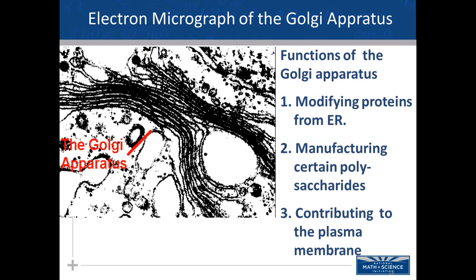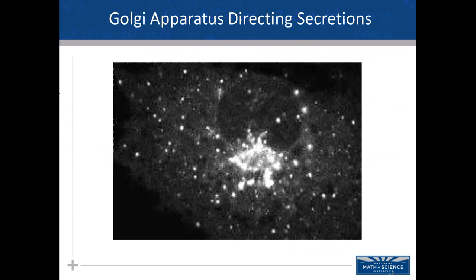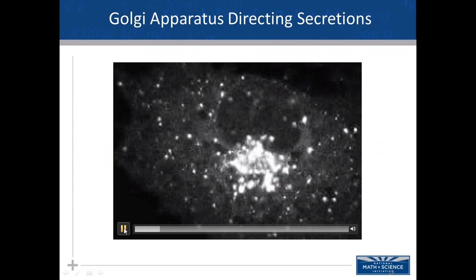So the functions of the Golgi apparatus, as I mentioned, it can modify proteins that have been shipped out from the endoplasmic reticulum. It's found to be involved in the manufacturing of certain polysaccharides. And as those little vesicles join the plasma membrane, it causes the plasma membrane to increase in size, or contributes to the growth of the plasma membrane. So here's a little video that shows you things entering the Golgi apparatus.